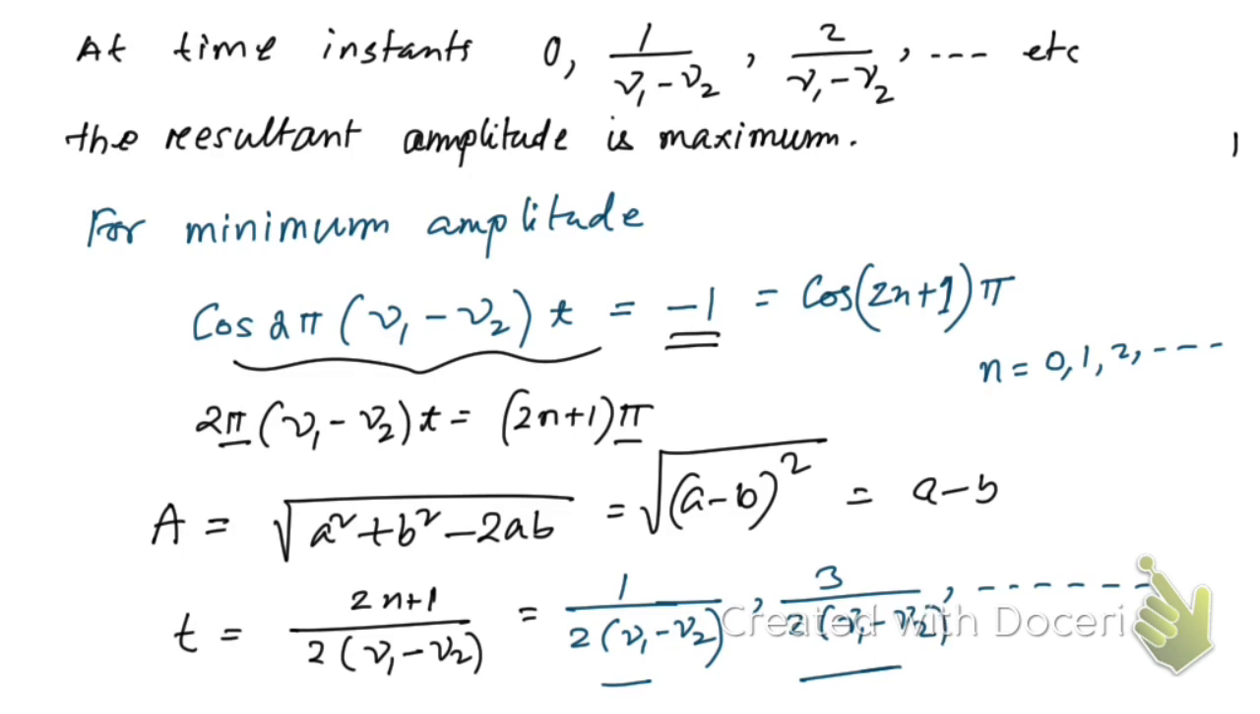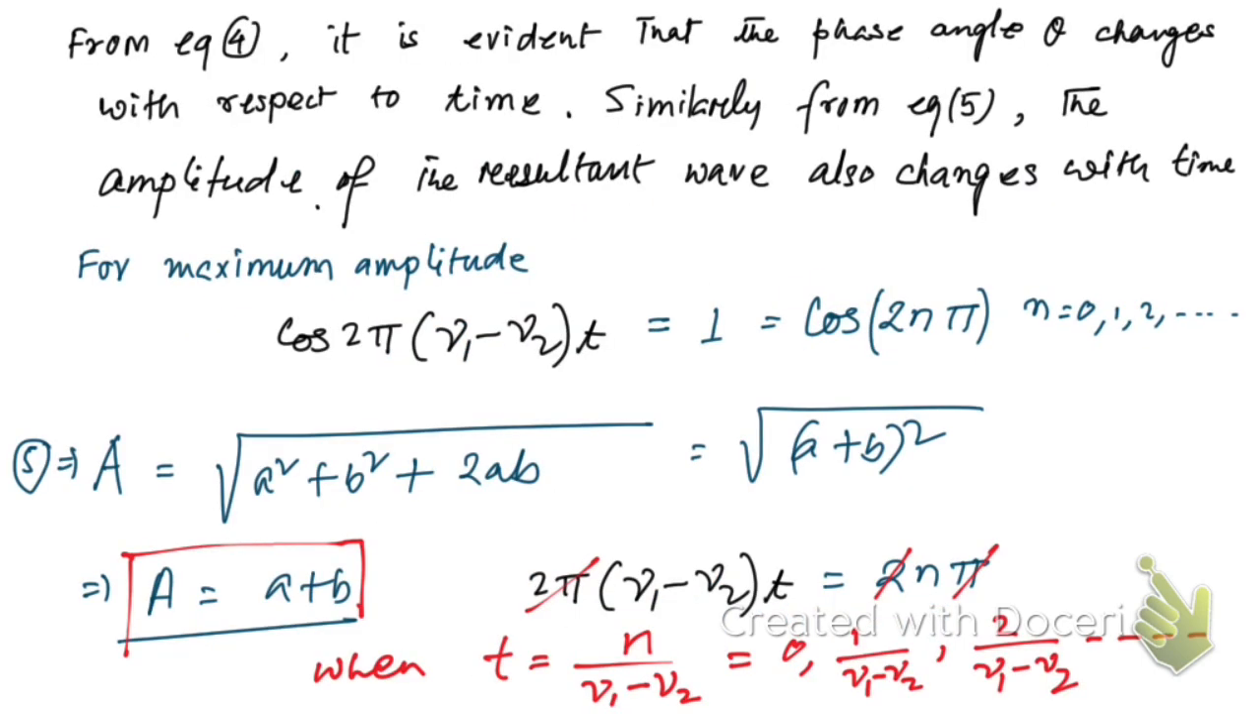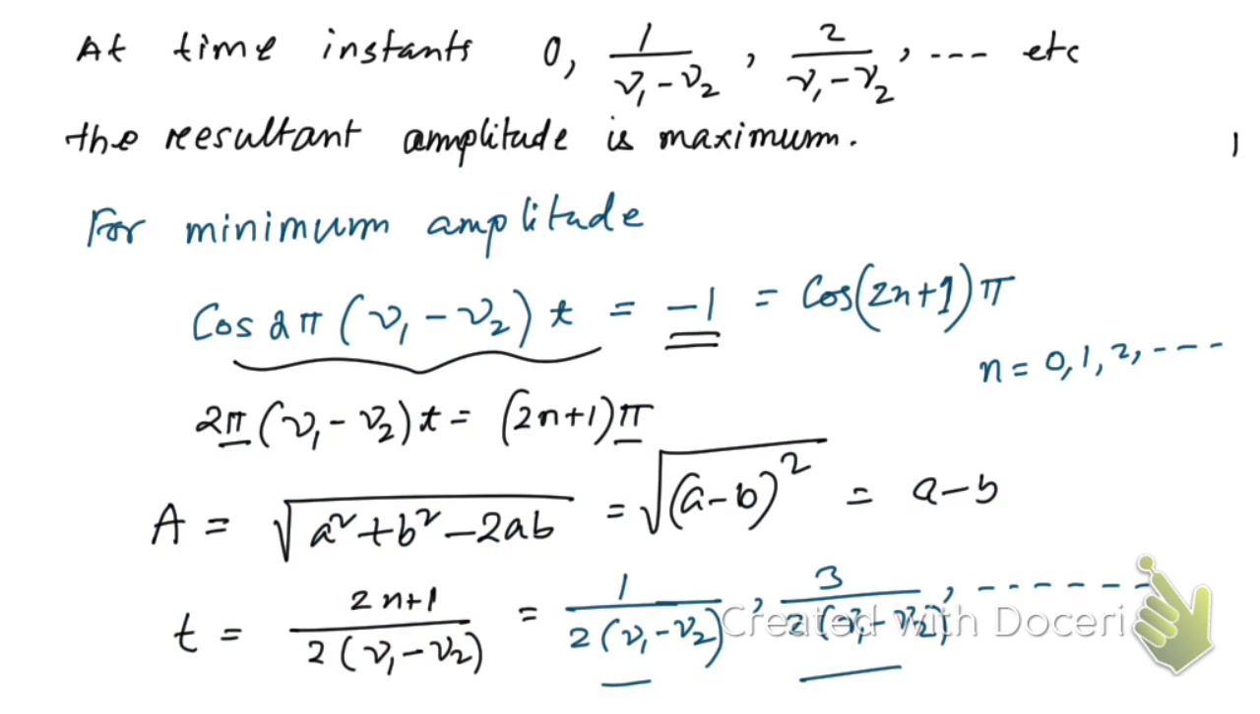Now let's find the time interval between any two consecutive maxima or two consecutive minima. Here you see, these are the instants where we get maxima. If you take the difference of any two successive maxima, the time difference is 1 minus 0, which will be 1 by (nu1 minus nu2).